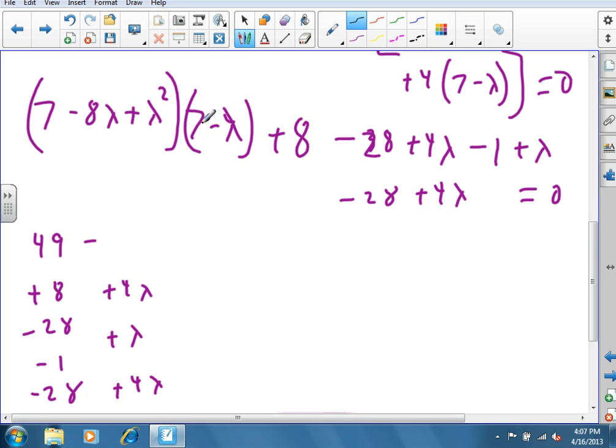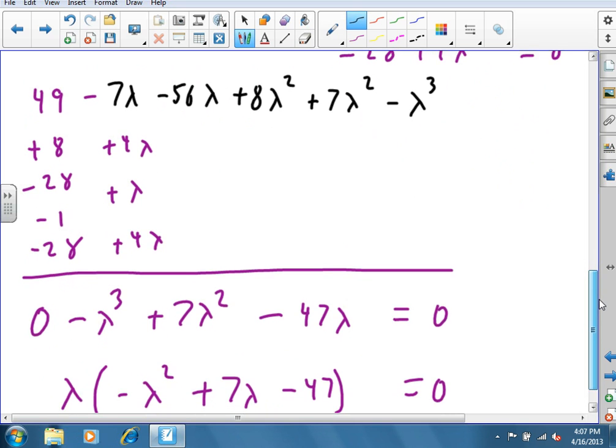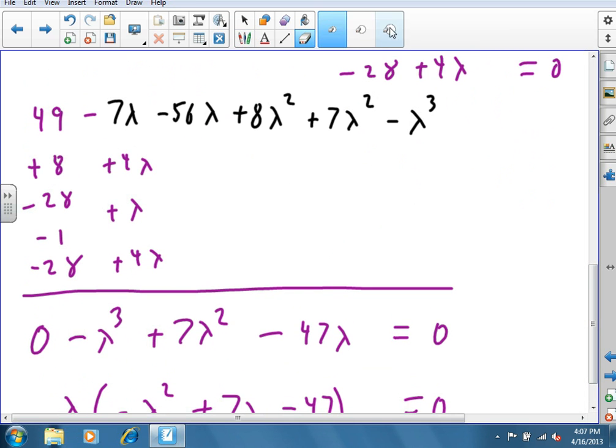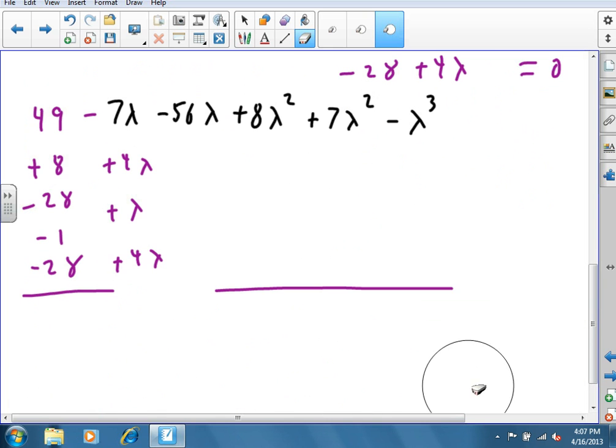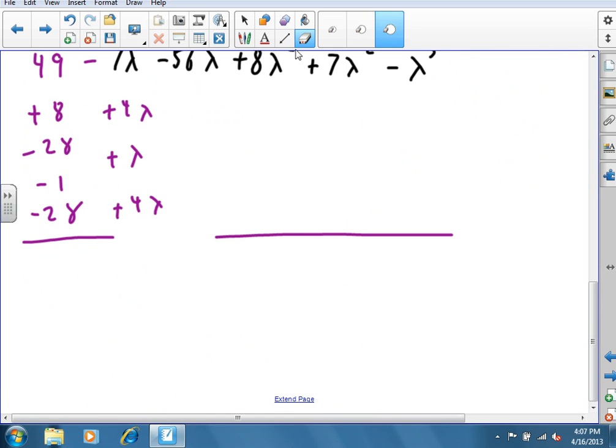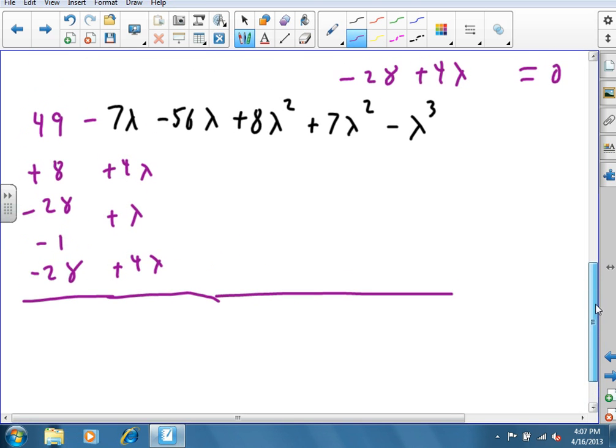Okay, 7 times 7 is 49 minus 7 lambda. Okay, minus 56 lambda, plus 8 lambda squared, plus 7 lambda squared, minus lambda cubed. Is that better? And that would explain why I have such a weird answer in a problem set that is so elementary simple, because it has to be, in order to solve it by this method, it better be simple. See how that works?